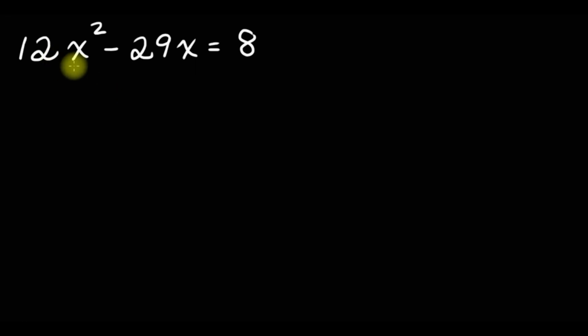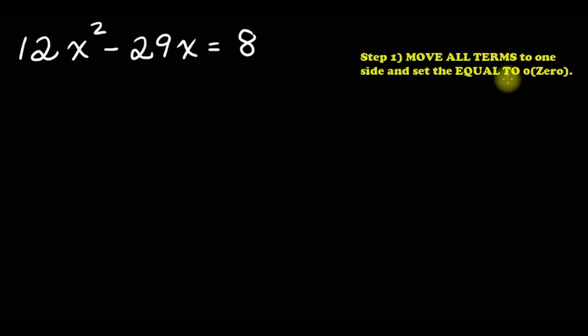So here we have 12x squared minus 29x is 8. And we are going to solve this by factoring. This is a quadratic equation. We're going to solve it by factoring, and we have a 4-step procedure of how to do that. So let's take a look at step 1. Step 1 is to move all terms to one side and then set it equal to 0. So that's easy. We know how to do that. We did that with the last two examples.